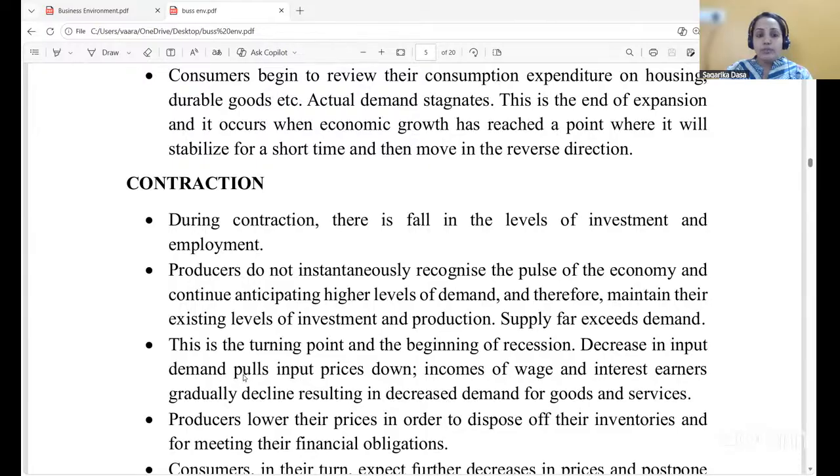Decrease in input demand pulls input prices down. As the demand decreases, prices also decrease. Input prices decrease. Income of wage and interest earners gradually declines, resulting in decreased demand for goods and services. Contraction is one particular stage. It is quite opposite to the expansion. In expansion, we can see every element, every activity's value will be increasing in nature. Whereas in contraction, every element, every aspect's value will be decreasing in nature. It will keep on declining.